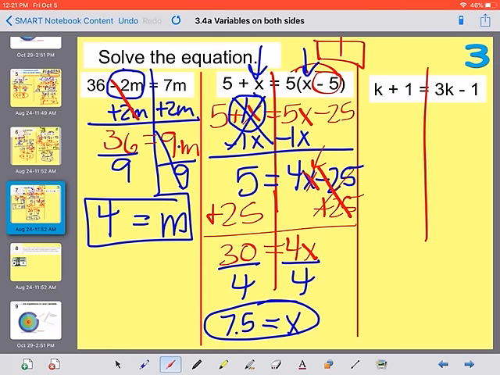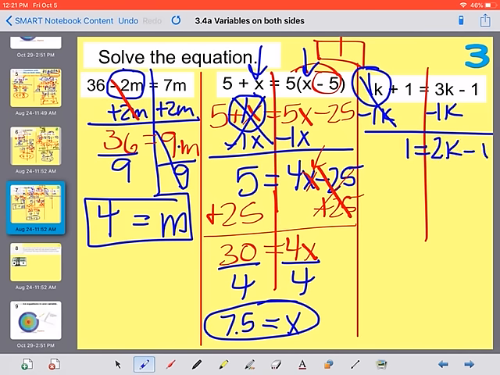Alright, I would suggest trying this one on your own and then clicking play to see if you got it right. So I have 1k on the left and 3k on the right, so I'm going to move this 1k. I'm going to subtract 1k. So those eliminate, and I have 1 equal to 2k minus 1.